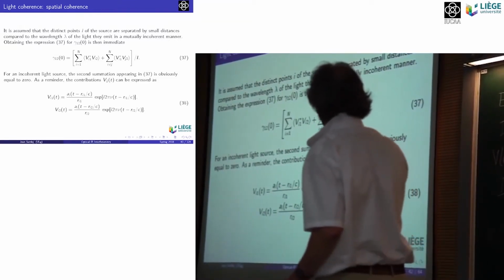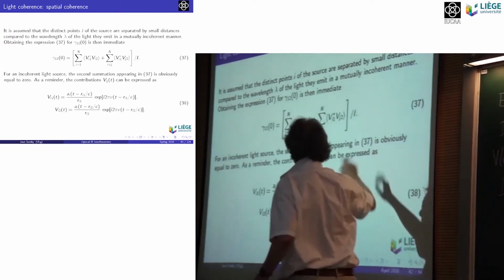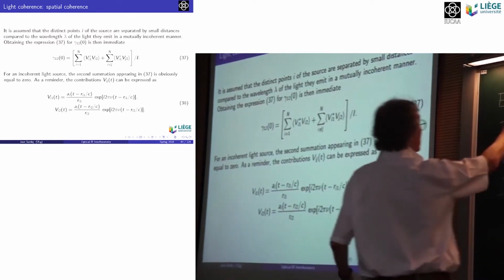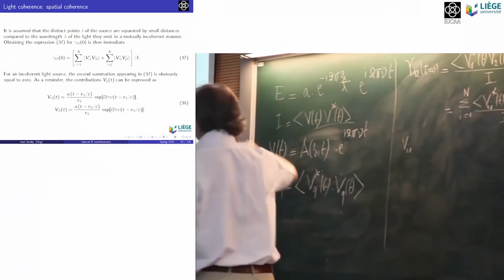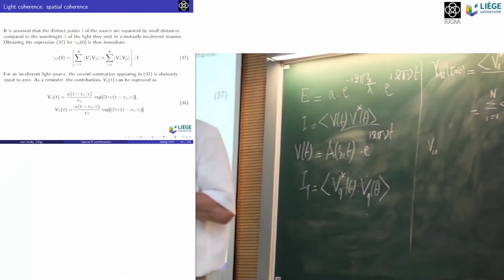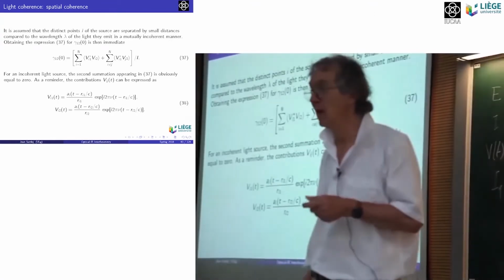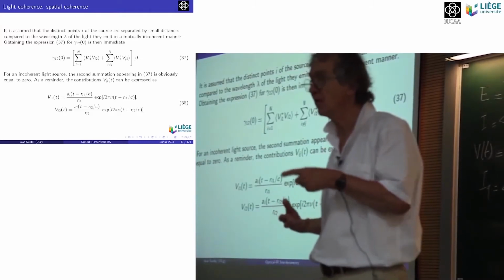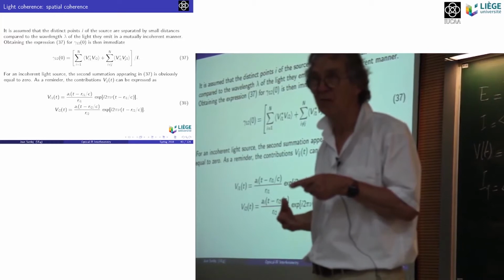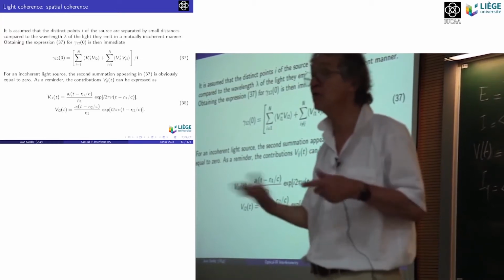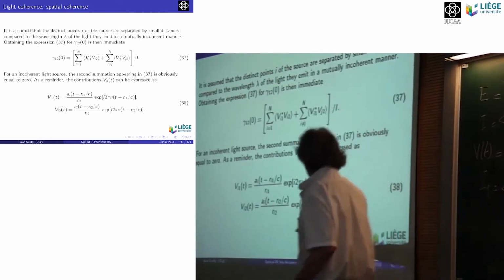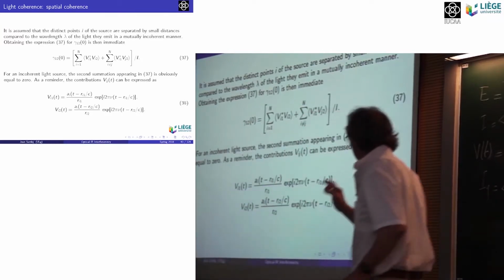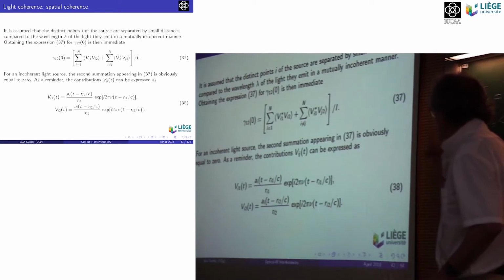For an incoherent light source, I said the second summation appearing here is obviously equal to 0. And the contributions Vij can be expressed as, essentially this expression, but where I've taken into account the effect of the geometrical dilution, because there is a distance between the source element and where you are, and we know that the intensity varies as the inverse of the square of the distance, so it means that the amplitude varies as the inverse of the distance. And this is the reason why you see here a division by Ri1, which is the distance between the surface element I and the hole number 1.